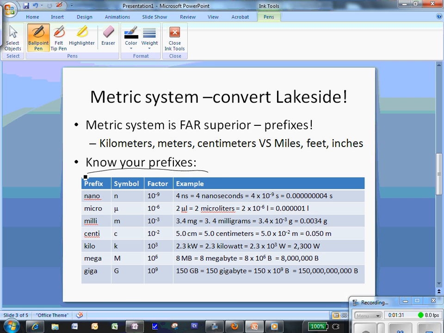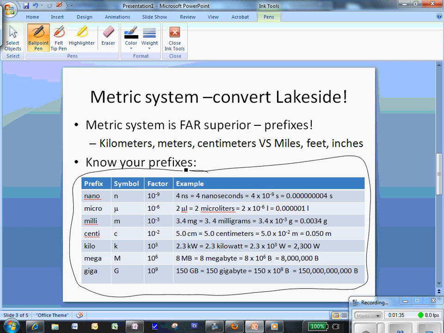You will need to know your prefixes if you don't already. In this box below, I've given you the ones that I actually care about you knowing. Nano, micro, milli, centi, kilo, mega, giga. And then here are the corresponding factors. You'll notice that it's real simple to use the prefixes.